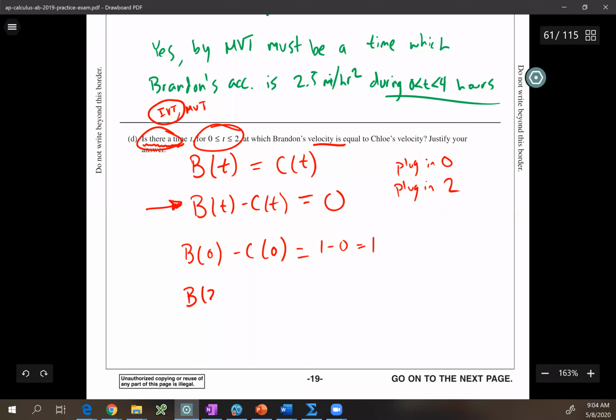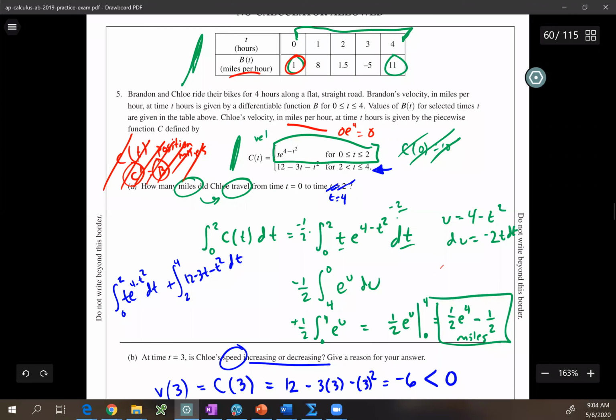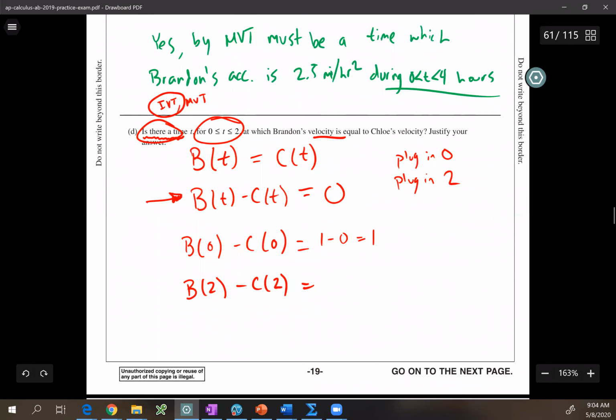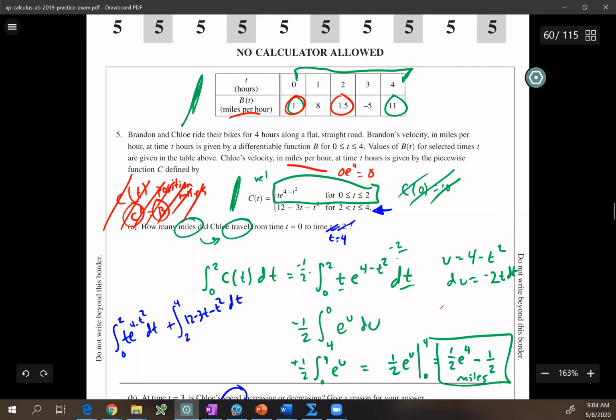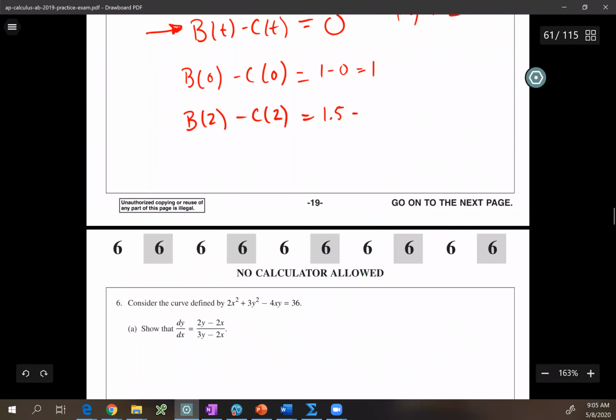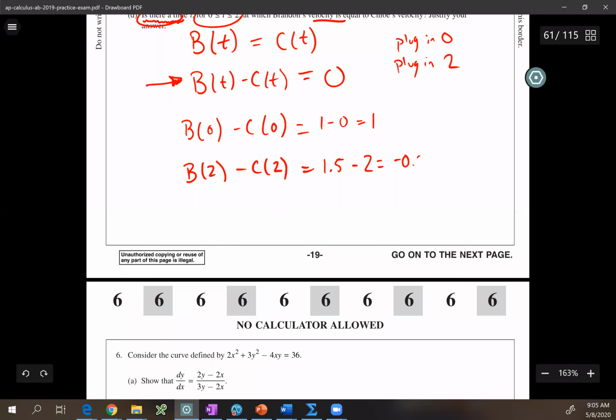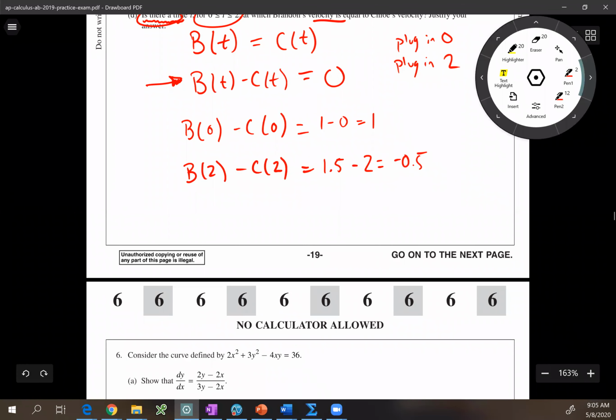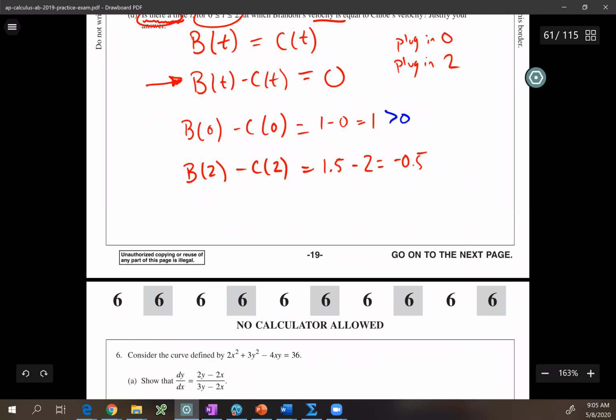Okay, then we're going to plug in 2. B of 2 minus C of 2. On our table, we plug that in. 2 is 1.5. And minus, then for t, it would be this guy. I'm going to just write it up here. 2e to the 4 minus 2 squared is 2e to the 0, which is just 2. So 1.5 minus 2, which is negative 0.5. What we can see, and maybe write down to help us out, is that this guy is greater than 0, this guy is less than 0.